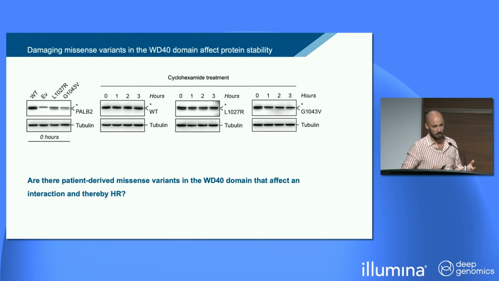But what we still hope to find are missense variants in the WD40 domain that are damaging but still stable. So variants that are hopefully affecting an interaction with, for instance, BRCA2. Hopefully we can pick some variants based on the high throughput results and find some of those. But so far we haven't.